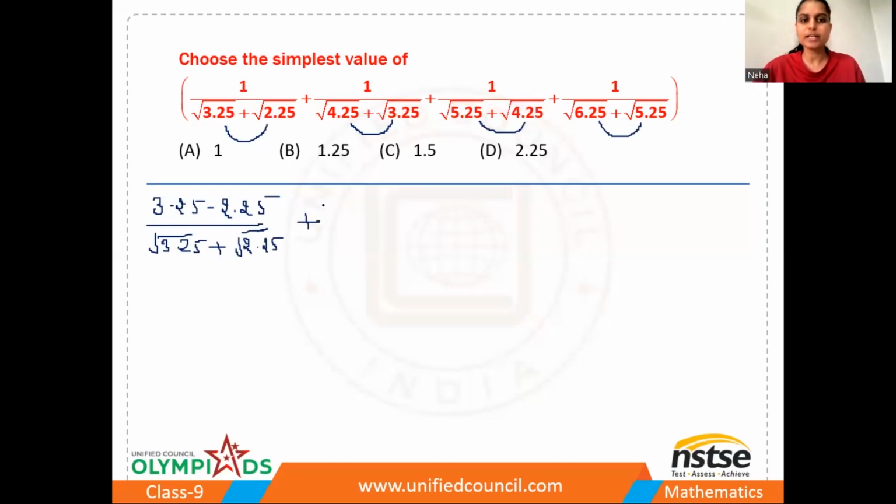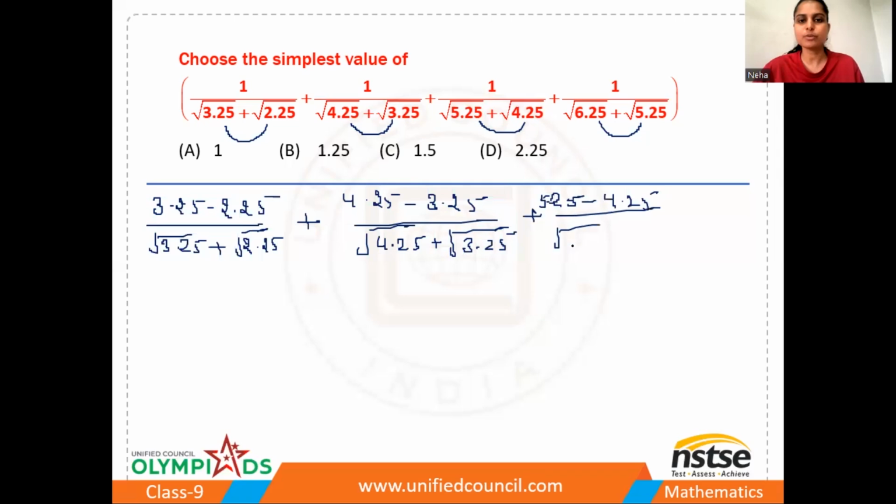Perfect, very good. Similarly, the next term I can write as 4.25 minus 3.25, because this is also equal to 1, and the denominator is the same, square root of 4.25 plus square root of 3.25. Very good. The next is similar: 5.25 minus 4.25, and in the denominator I have square root of 5.25 plus square root of 4.25. Similarly, I have 6.25 minus 5.25, and in the denominator square root of 6.25 plus square root of 5.25. Perfect, very good.